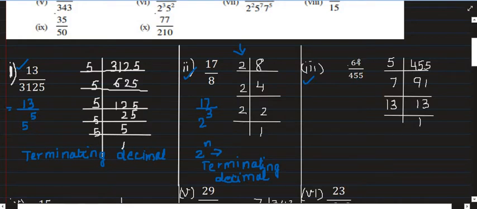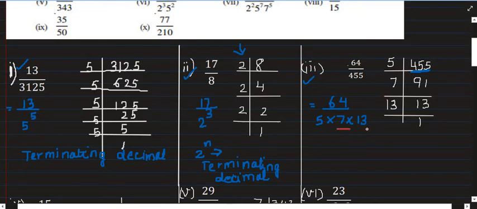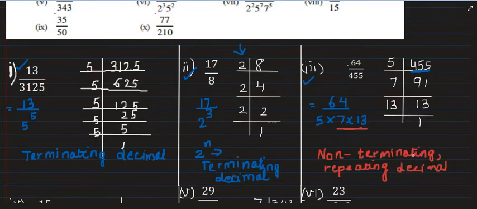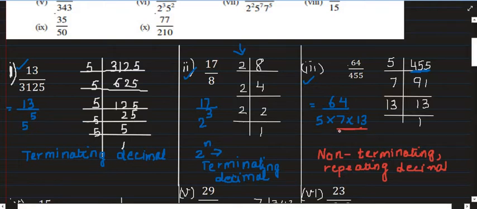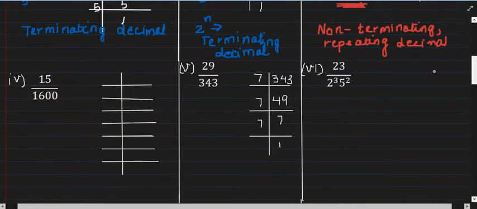Now in the third one, the number given is 64 by 455. Again it's already the simplified form. There is no common factor between numerator and denominator. Now we have prime factorized 455, so we can write the denominator as 5 times 7 times 13. As you observe here, we have 7 and 13 also in the denominator, so it will have non-terminating repeating decimal expansion. Now we'll continue with the next question.